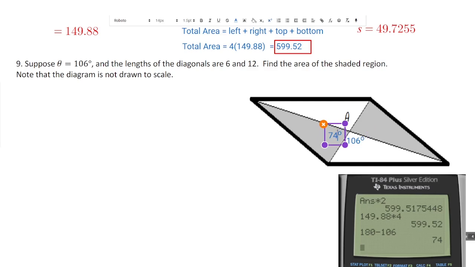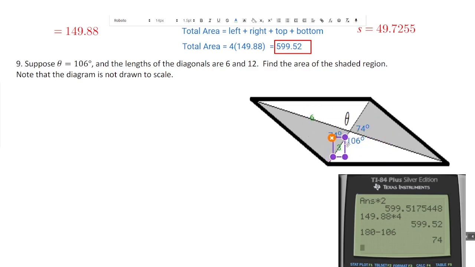And that also is going to be this one over here. If it helps, I'll label that too. Now it also says the lengths of the diagonals are 6 and 12. So we'll say the longer one is 12, meaning this side length right here is 6. This side length is 6, it's half of 12. And then the shorter side is going to be 3, because the short diagonal is 6.